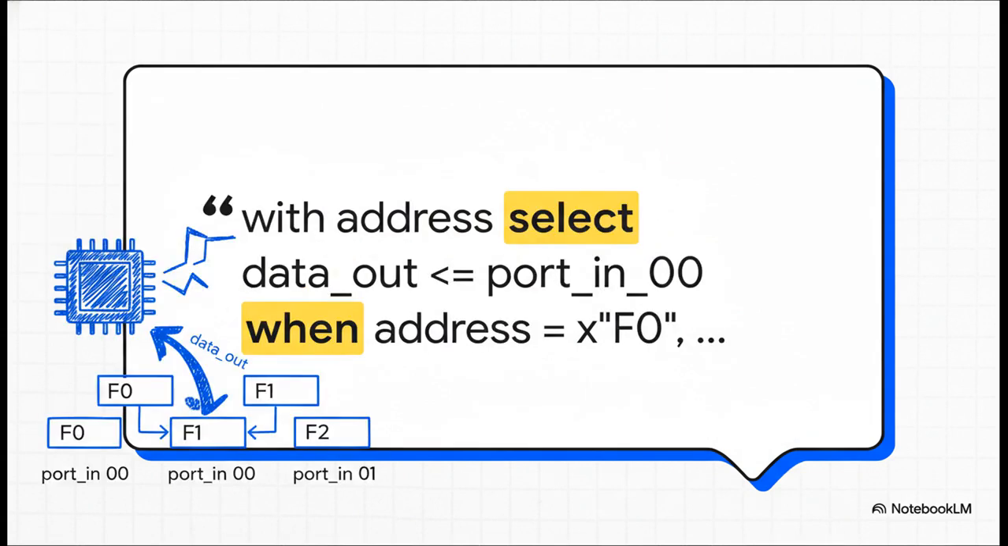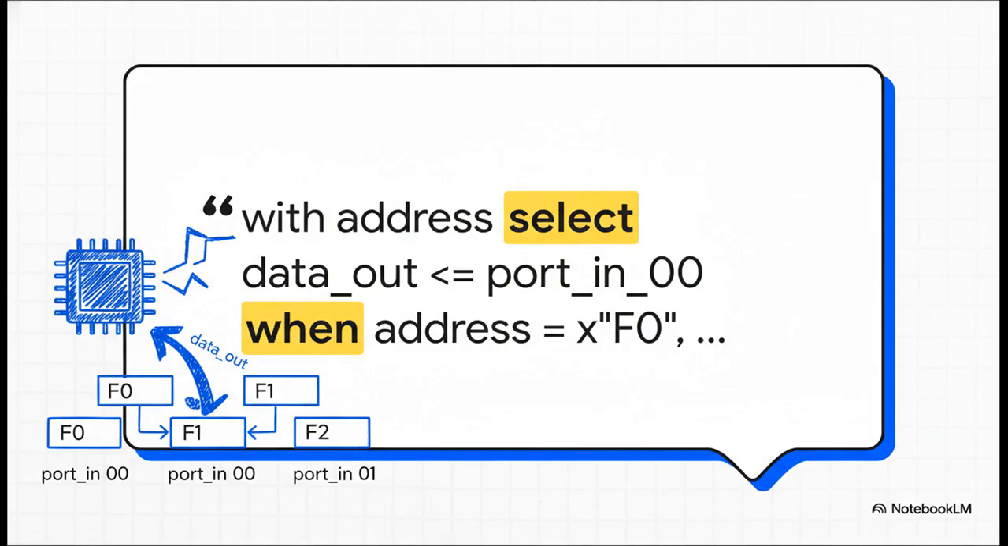And for reading from the input ports, it's even more direct. This block of code is basically just a big switch statement. It says, okay, let me see the address. Is it exactly 0xF0? Then give the CPU the data from input port 0. Is it 0xF1? Okay, give it the data from input port 1, and so on. This right here is memory-mapped I/O in action.